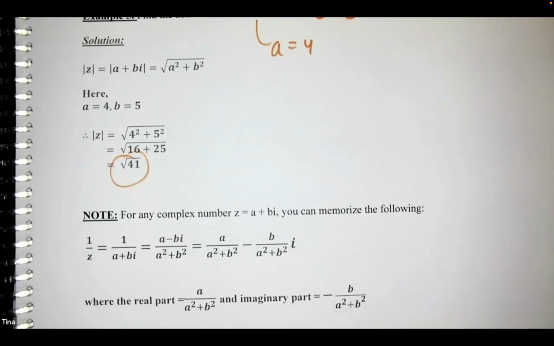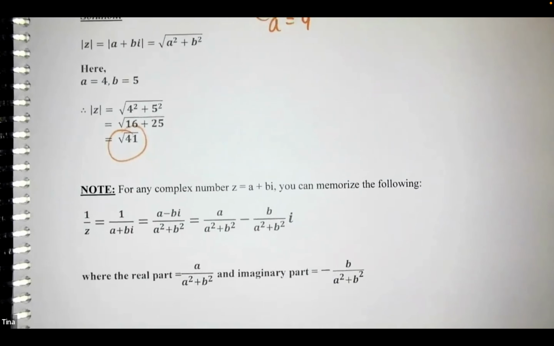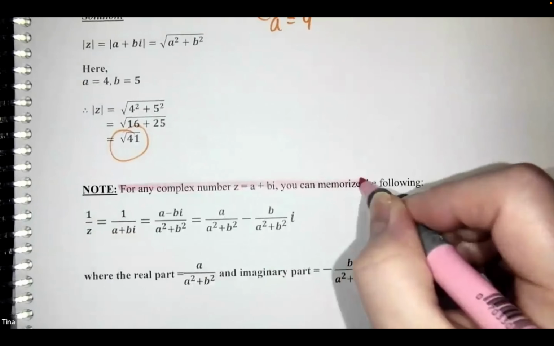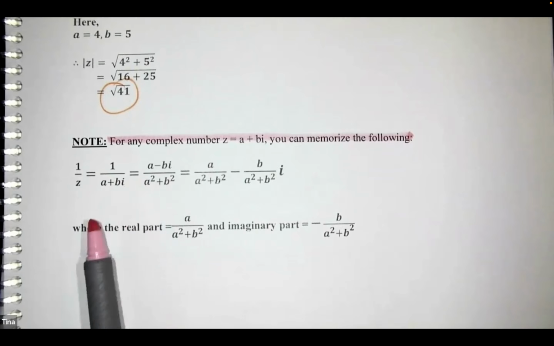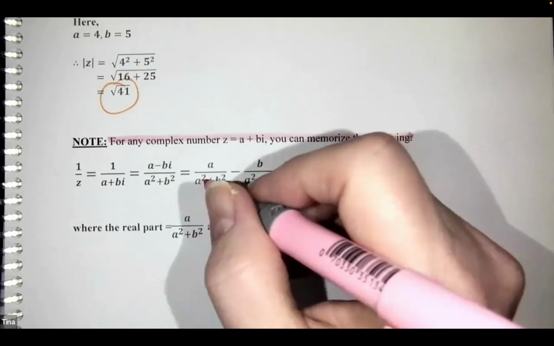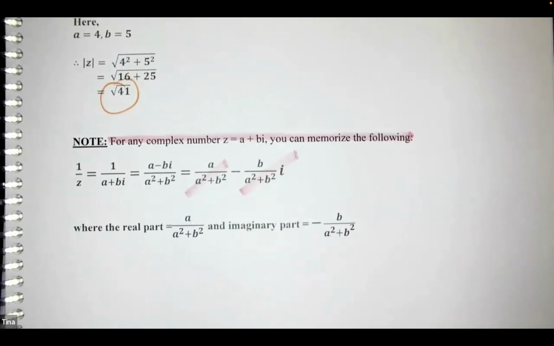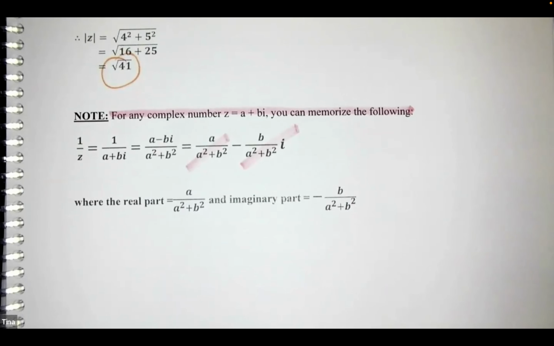And for any complex number, they had put this in your notes this year. If you do want to memorize it, then 1 over z is 1 over a plus bi. And so you can multiply by a minus bi on the top and bottom. And this would end up being your answer for 1 over z. The real part would be a over a squared plus b squared, and the imaginary part would be negative b over a squared plus b squared.